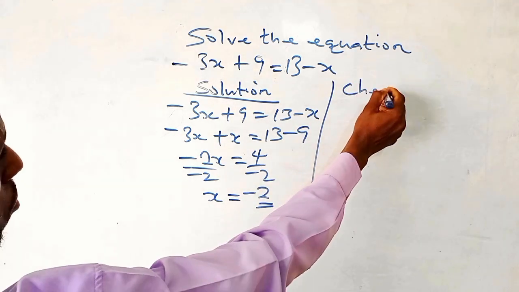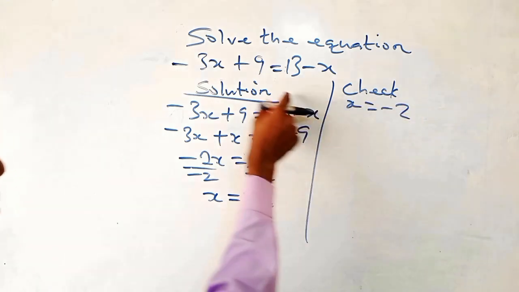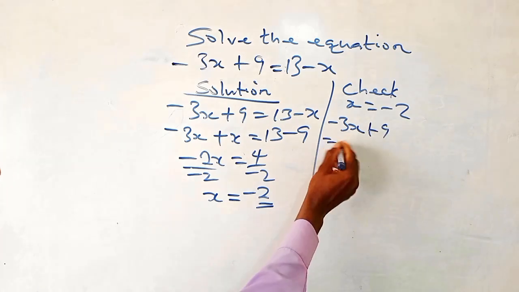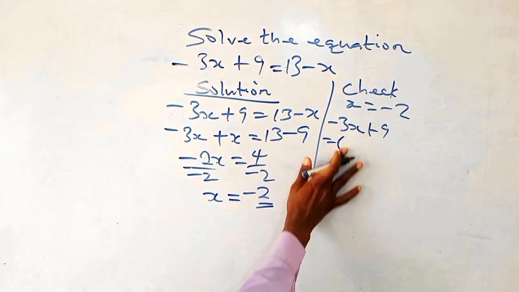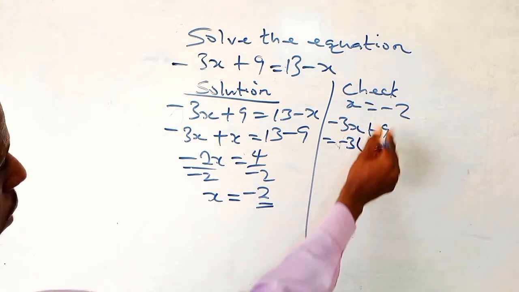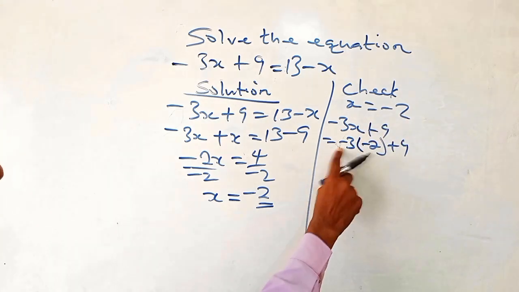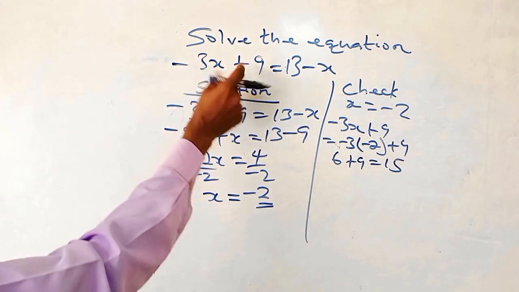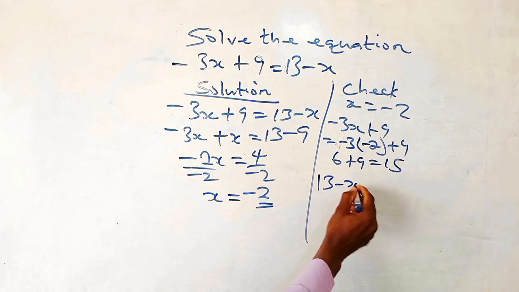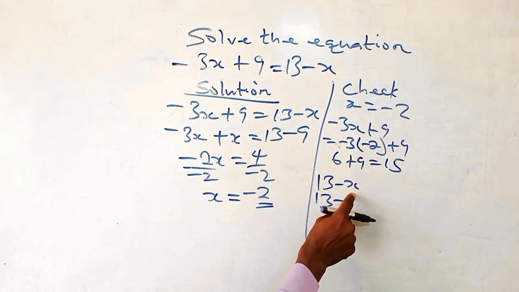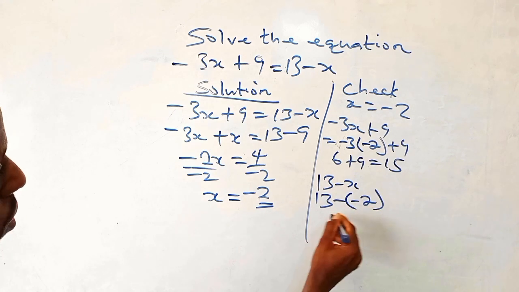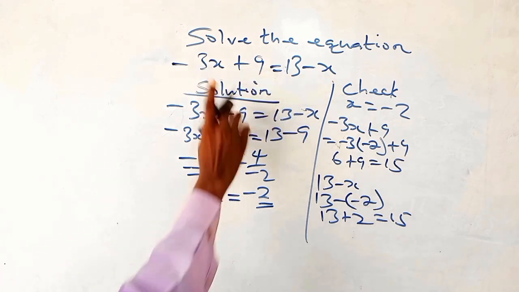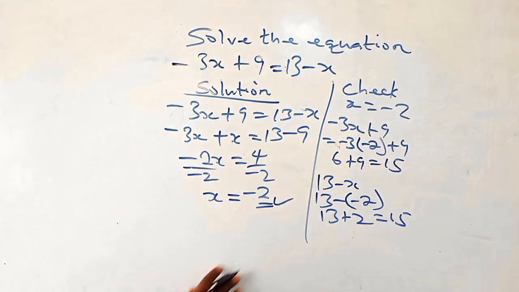So let's check for x to be minus 2 in this equation. The left hand side of the equation is minus 3x plus 9. So we substitute minus 2 here. We have minus 3 times the value of x, which is minus 2, plus 9. Minus times minus is plus, so this is 6 plus 9, we have 15. Now let's look at 13 minus x. We have 13 minus, the value of x is minus 2. So that's 13 plus 2, we have 15. So 15 equates the two sides. That means the value of x is minus 2.